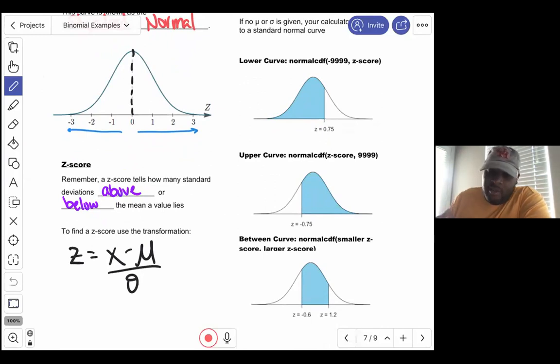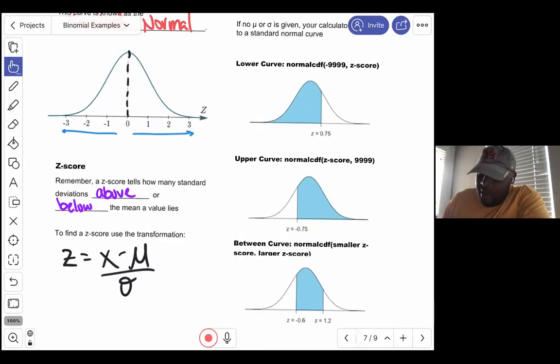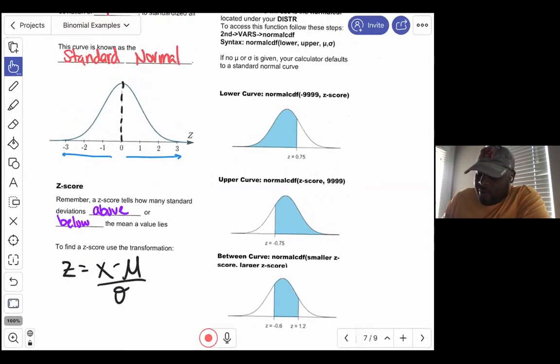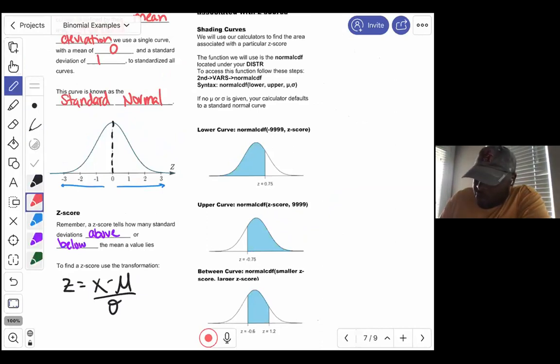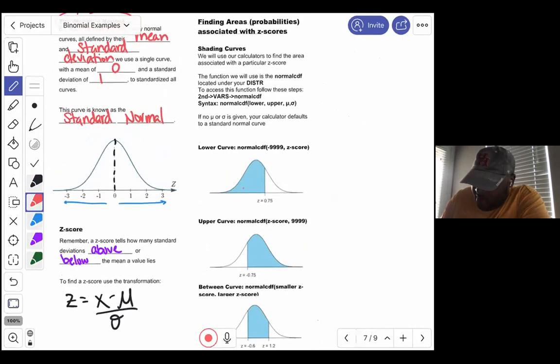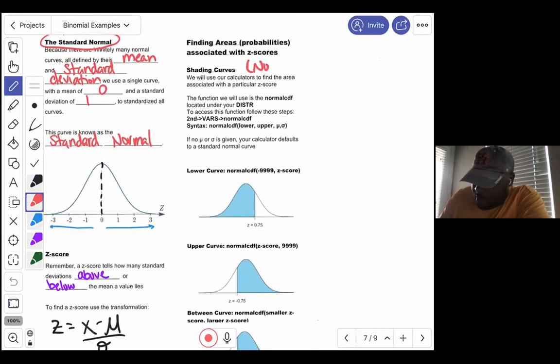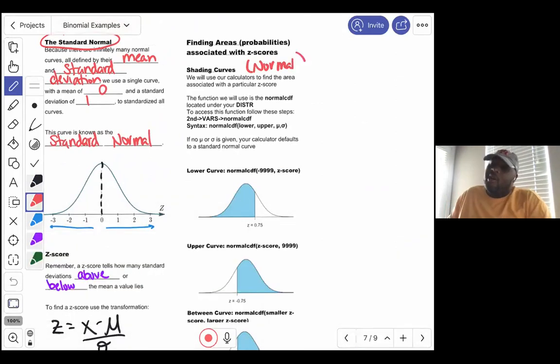And now, if we can associate a z-score with any number on this curve right here, we can put in a z-score anywhere on this curve now. We can find the area up to particular points in this curve now, using those z-scores. And we do that through what we call shading curves. And when you shade curves or when you deal with normal distribution, it's going to tell you that something is normally distributed. When you see the words normally distributed, or anything that says normal, that means to draw a curve.